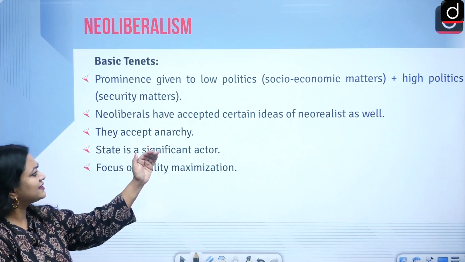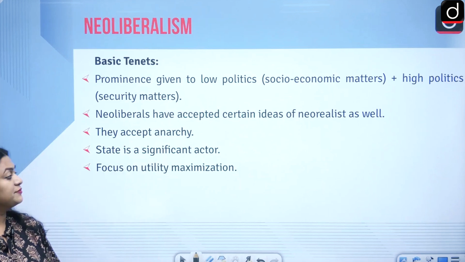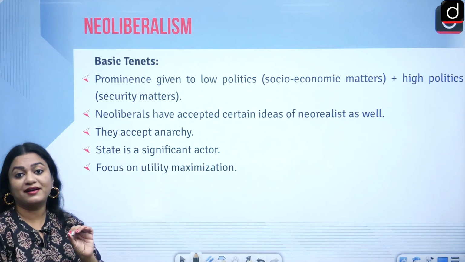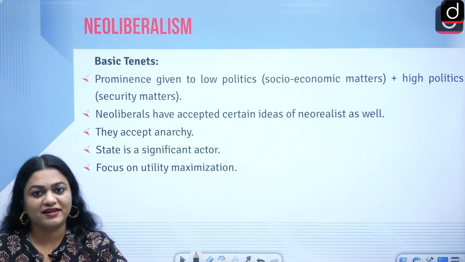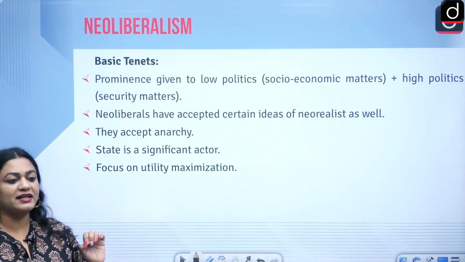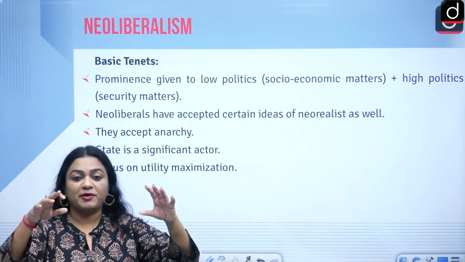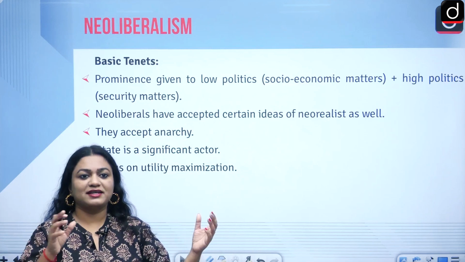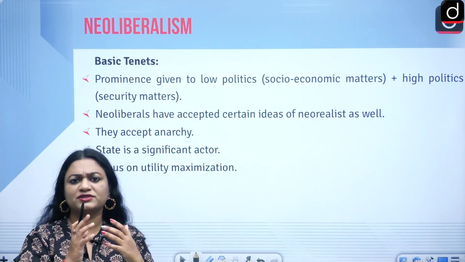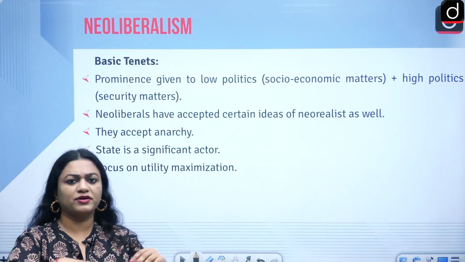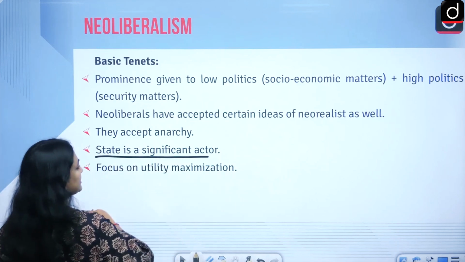Neoliberals have accepted certain ideas of the realists as well as the neorealists. What are they? First of all, they accept anarchy. Neoliberals accept the system of anarchy in the world. It means that there is no overarching authority above the states; every state is a unit in the world, and there is no overarching authority to rule over these states. That is anarchy. Then the second one: the state is a significant actor.